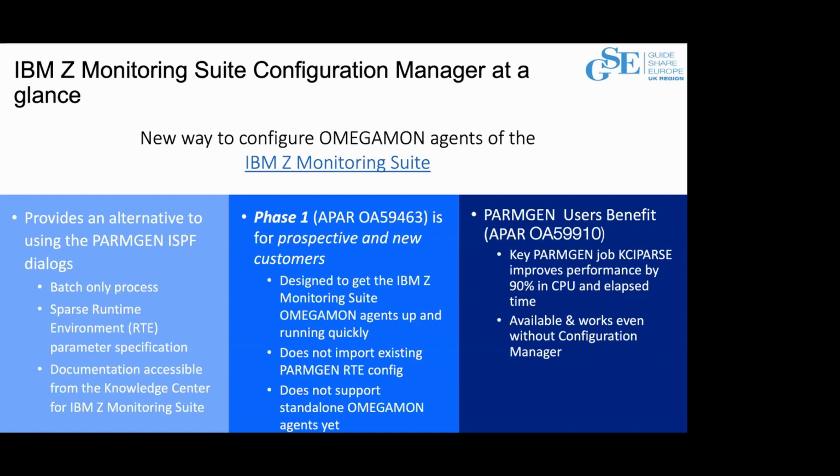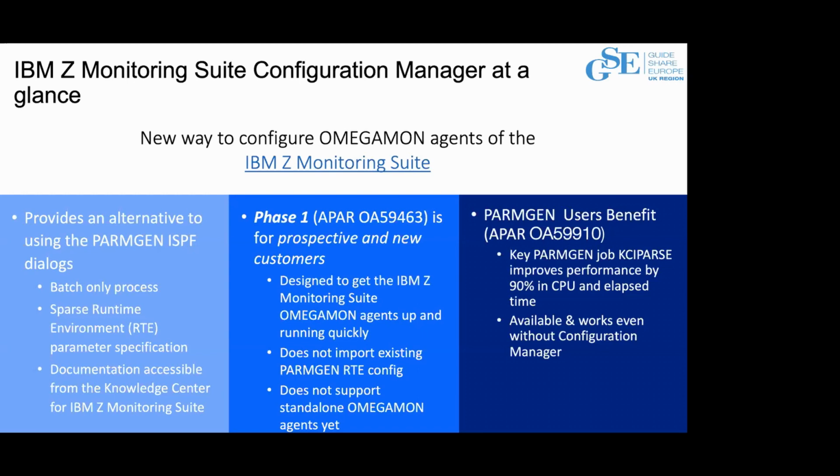We don't actually show you the default parameters in the configuration manager. If you do want to see what they are, members are available, and you can review them outside the batch job process. The documentation has been vastly improved, and it's part of the knowledge center, and you'll find the configuration manager under the IBM Z monitoring suite online documentation.